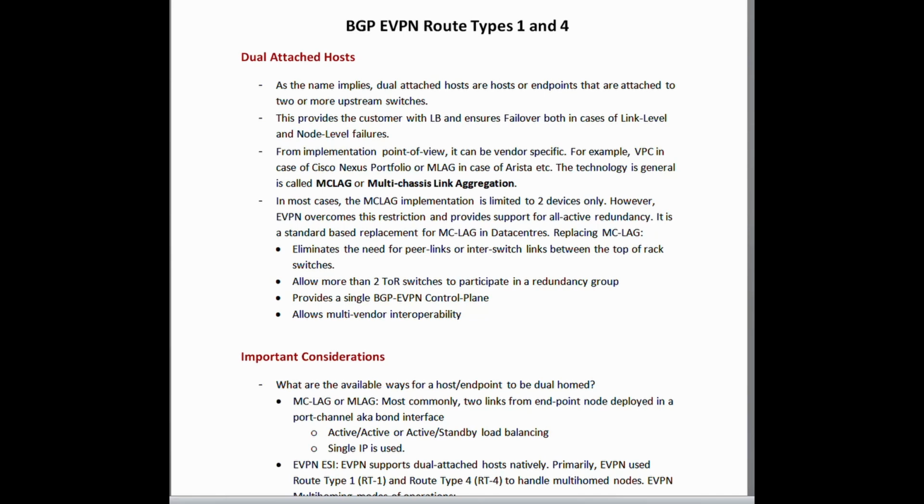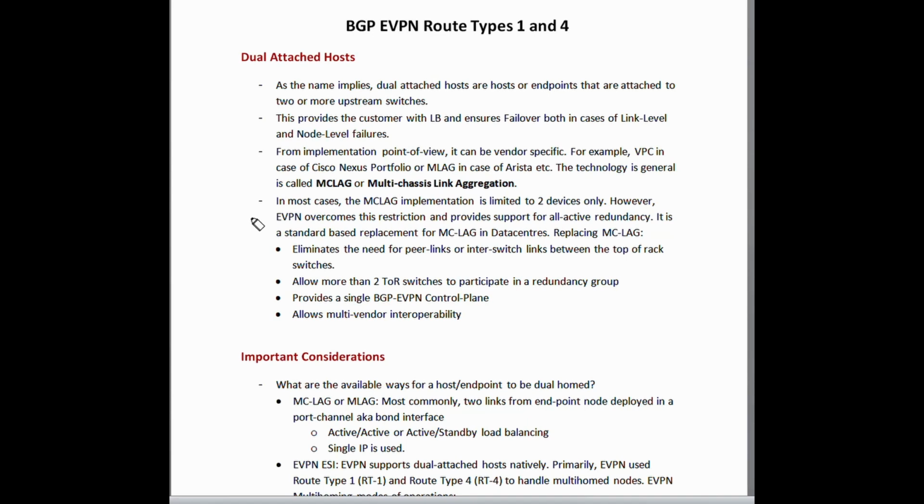From an implementation point of view, it is a very vendor specific space. Various vendors call this technology by vendor specific or bespoke names. For example, in the Cisco Nexus portfolio, we call this technology VPC or virtual port channel, or in the case of Arista, it's called MLAG or multi-chassis LAG. But the technology in general is called MC-LAG or multi-chassis link aggregation.